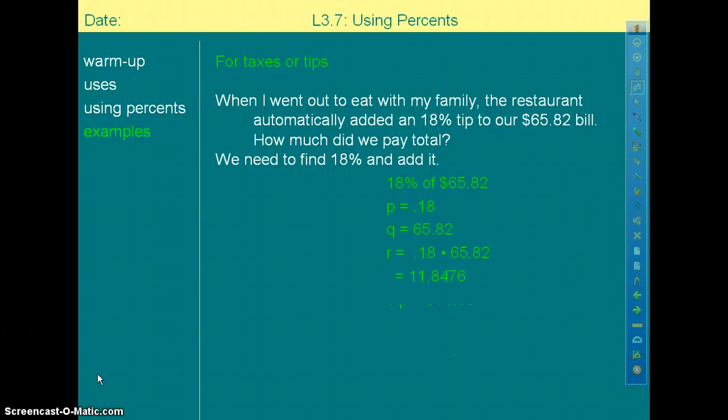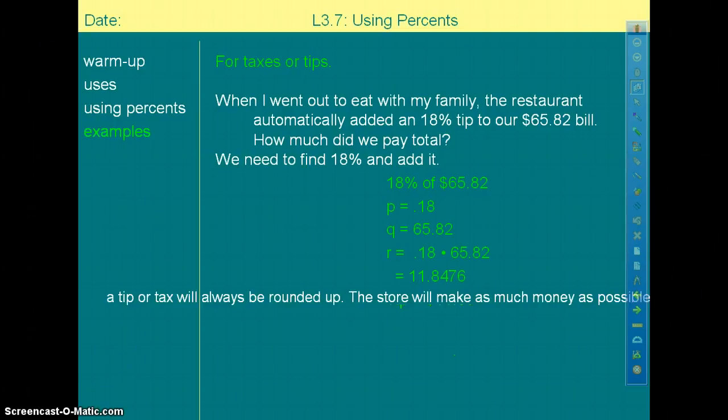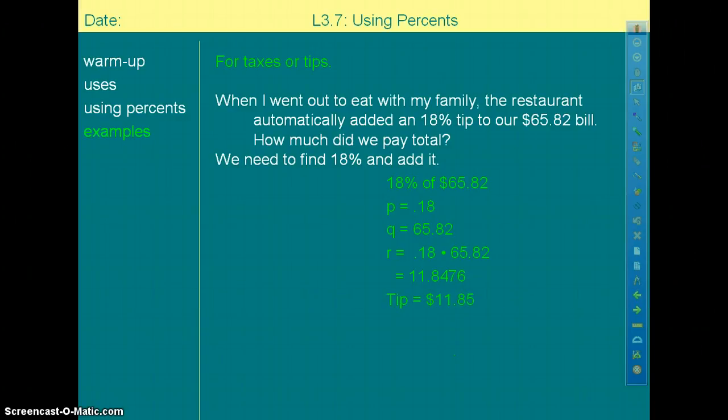It's $11.8476. Now again, this doesn't really make sense for dollars because we know that our money system doesn't go past the hundredth place. So here we would actually need to round it. A tax or a tip will always be rounded up. Again, the store wants to make as much money as possible, so they will round up for money that they're going to be taking in. So the tip that is going to be added is $11.85. We actually need to follow through and add the tip on to give the total amount paid, $77.67. And we are done.